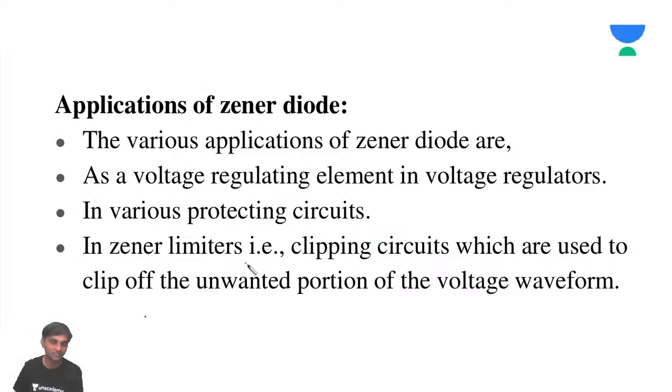I think we have discussed Zener clippers, clipping using Zener diodes, also in analog electronics. In a Zener limiter, that is, clipping circuits, we clip off the unwanted portion of the voltage waveform. These are the applications of a Zener diode: it can be used as a voltage regulator, in protecting elements, and as a limiter.